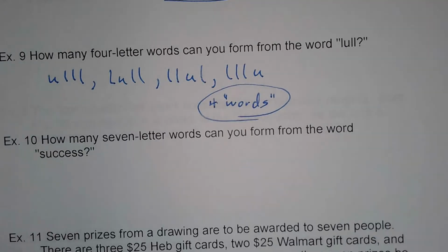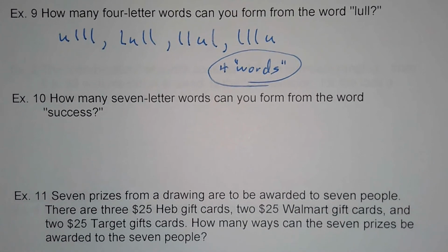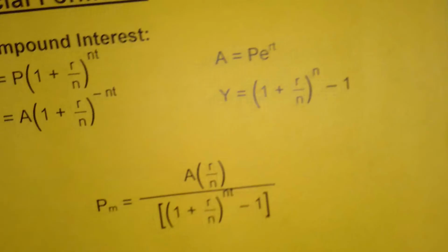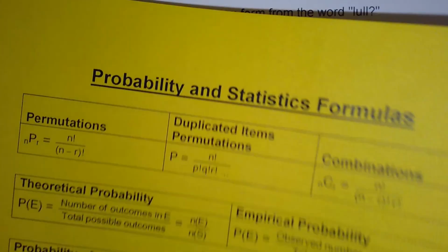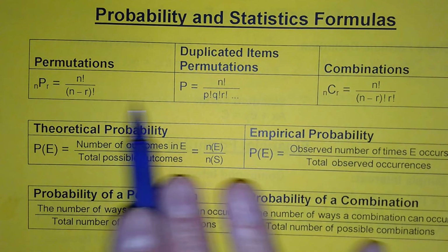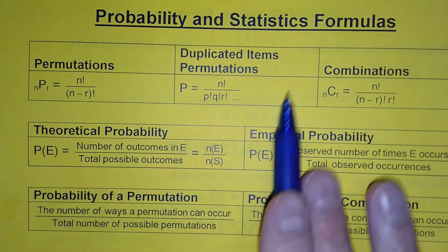So let's go back to our workbook and take a look at problem number 10. We're going to look at how many 7-letter words can you form from the word success. And by the way, as you're working on these, on your formula sheet, if you turn to the back side, you've got these formulas here. Here we're doing the duplicate items permutations. So this is what I want to use here.